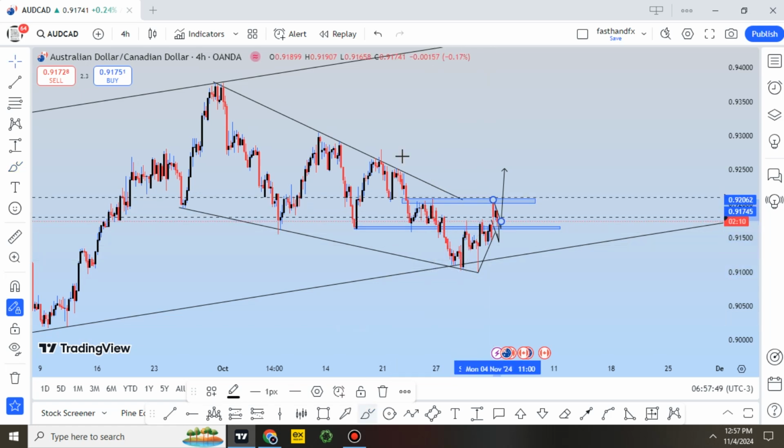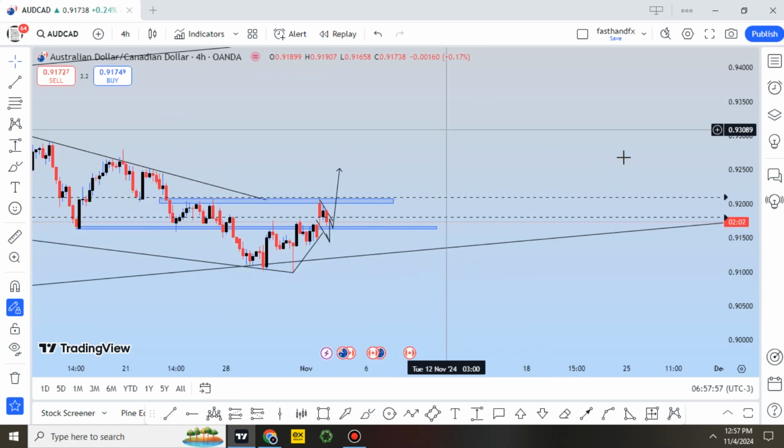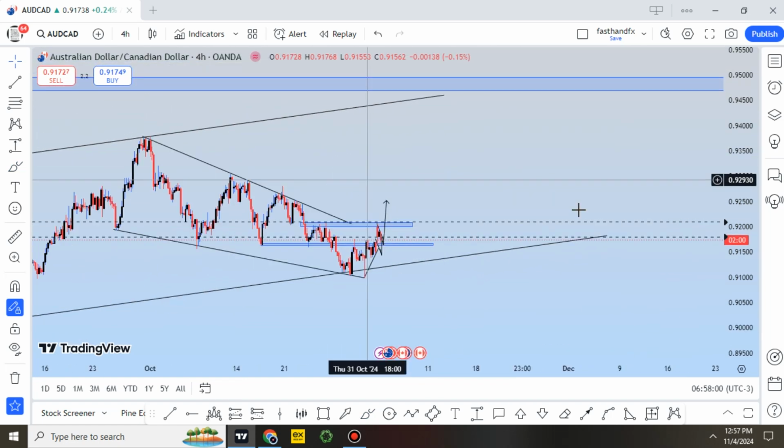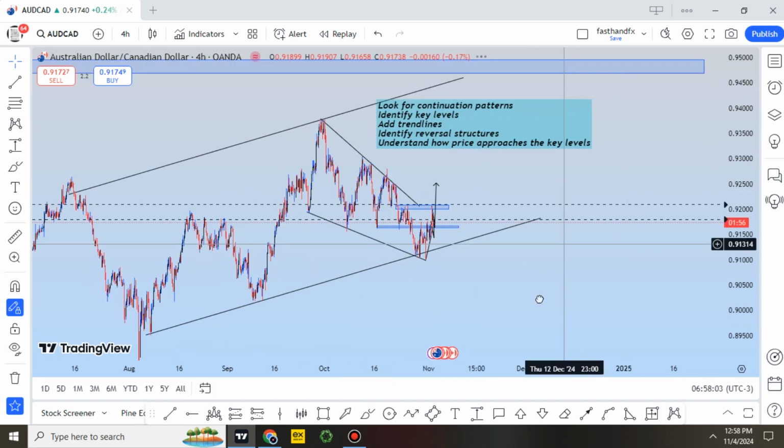Left shoulder right there, head. And now we anticipate the market is trying to give us a right shoulder before we see the market going up, correct? Now, for our guidance, let's just have this right there. Now that's based on the H4.